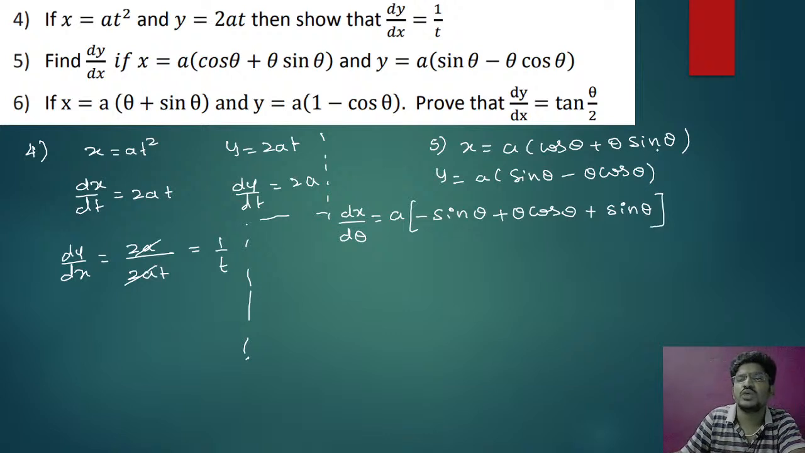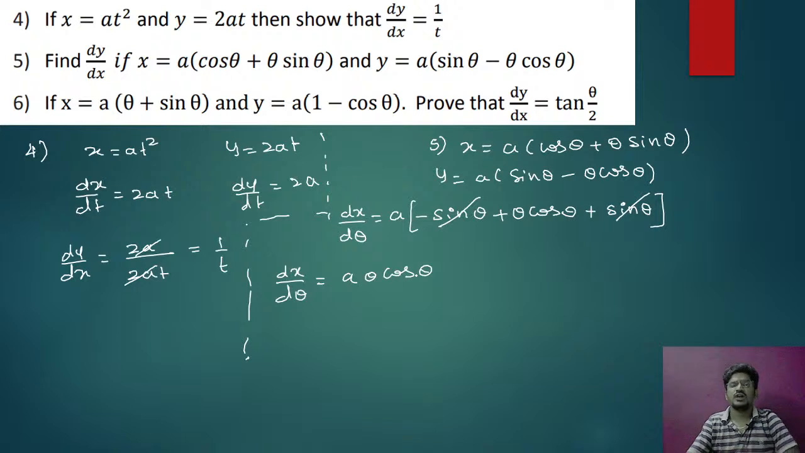You have to apply u into v rule. So that will be, first I will differentiate sin, that will be cos, so theta into cos theta, plus now I will write sin theta as it is, differentiation of theta will be 1. Okay, so minus sin theta plus sin theta will get cancelled. Dx by d theta is a theta cos theta, a into theta cos theta.